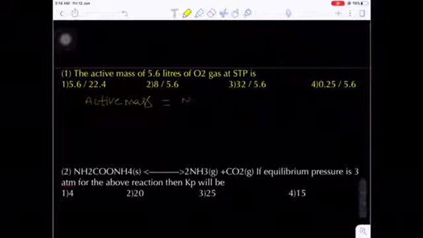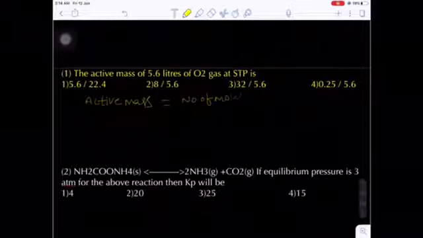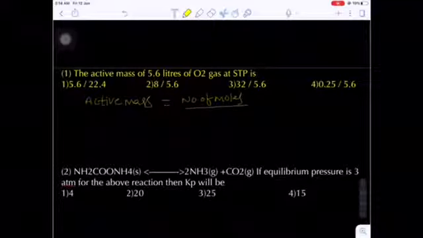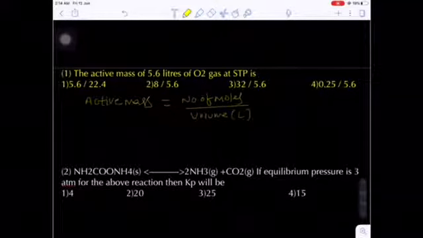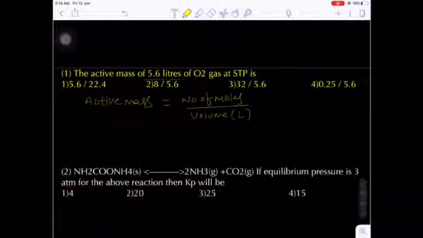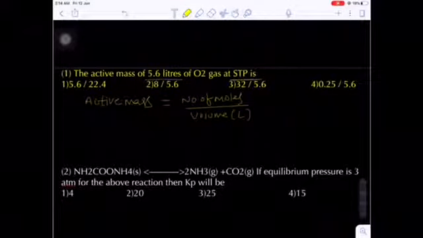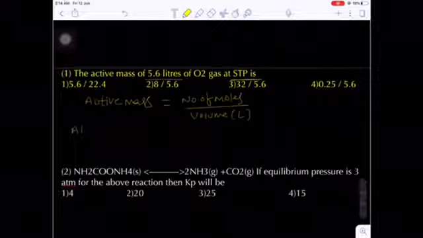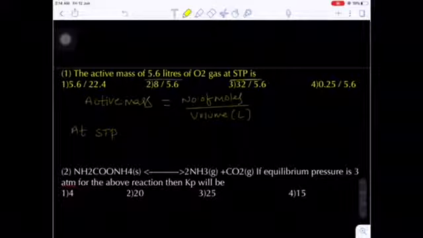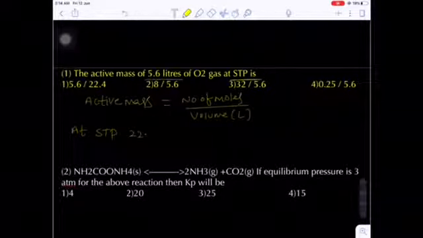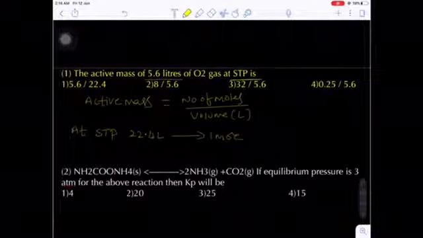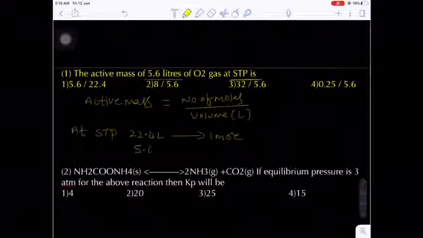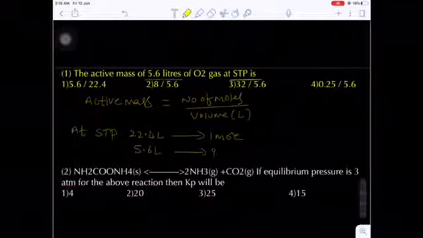Active mass is equal to number of moles divided by volume in liters. Now volume is given, 5.6 liters, but the number of moles is not given, but the condition is given: STP. Yes, we know at STP, 22.4 liters of a gas is nothing but 1 mole.